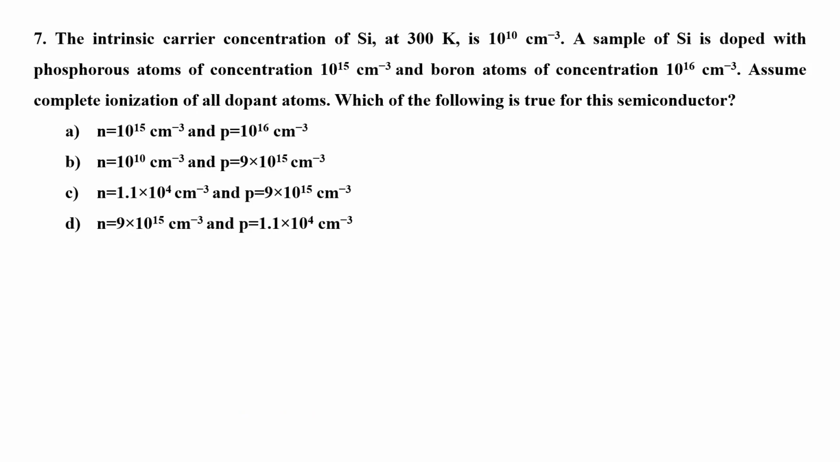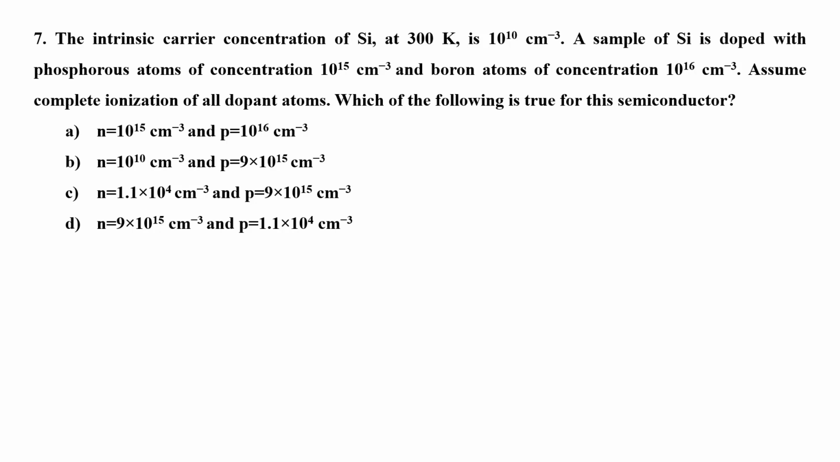The intrinsic carrier concentration of silicon at 300 Kelvin is 10 power 10 cm power minus 3. A sample of silicon is doped with phosphorus of concentration 10 power 15 and boron of concentration 10 power 16. Assume complete ionization of all atoms. Which of the following is true for this kind of semiconductor? Here a material is being doped with both p-type and n-type. That is something known as compensation doping. When compensation doping is there, how do we decide the number of electrons or the number of holes?